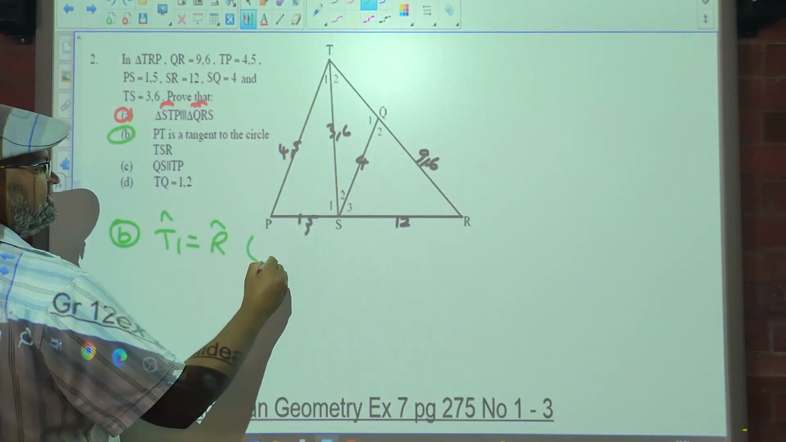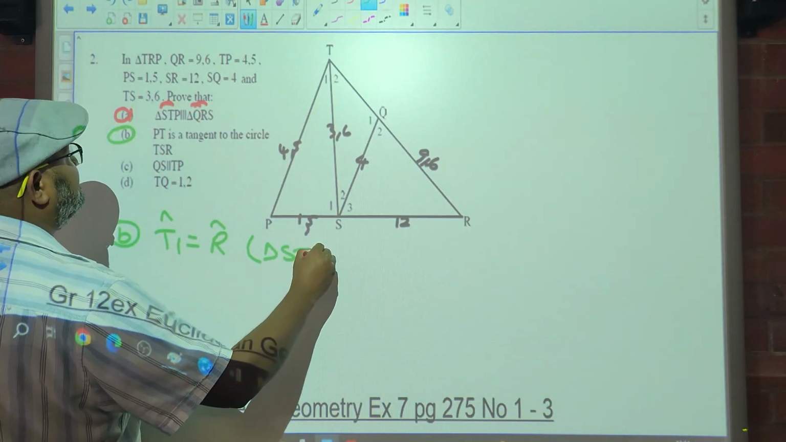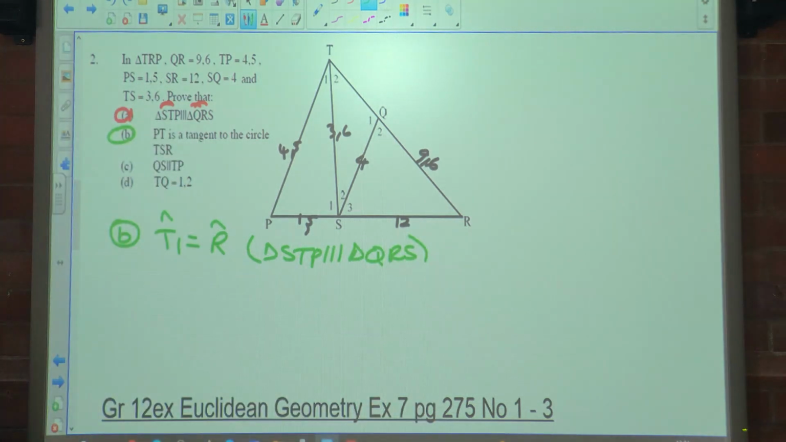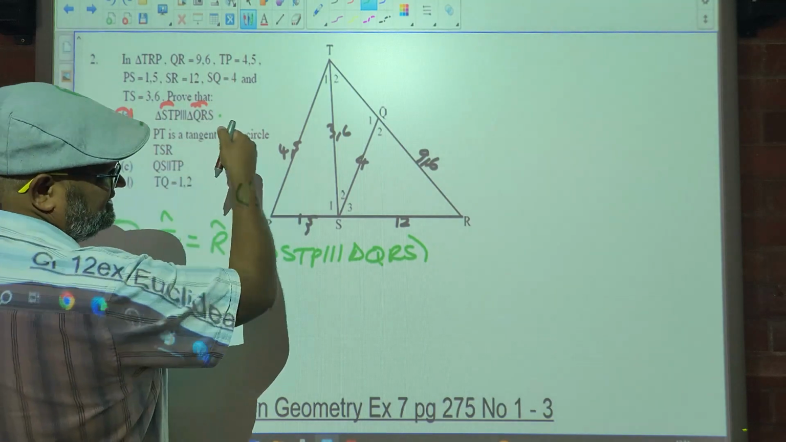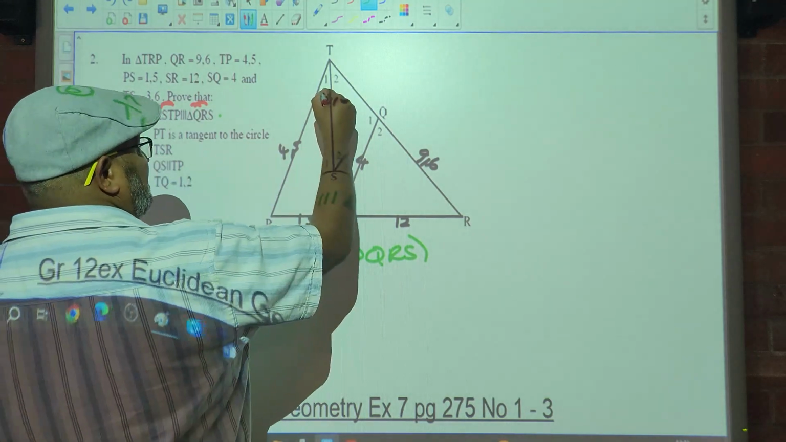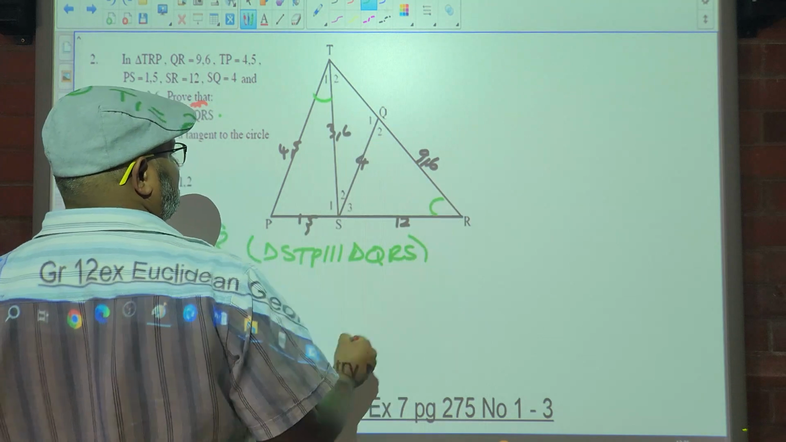Why? Because triangle STP is similar to triangle QRS. That was proven. Also, if you didn't manage to prove that two triangles are similar, we can use that in our next step. That is why they always give it in the right order, so that you can carry on with the next step. The story doesn't stop there for you. So we're saying that angle T1 is equal to angle R.